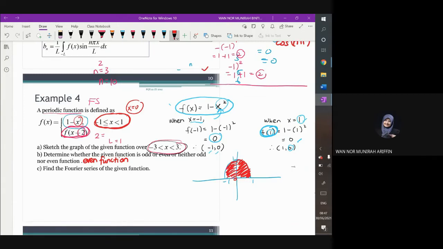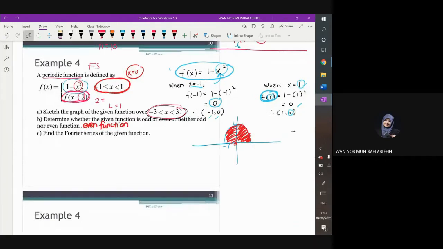So you already calculate for two sides. Okay, so that is the idea. So we continue. Find the Fourier series of the given function.